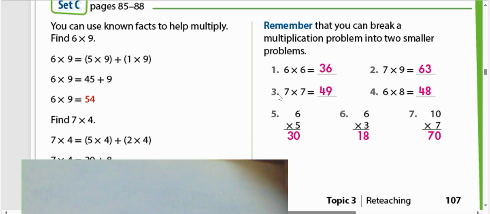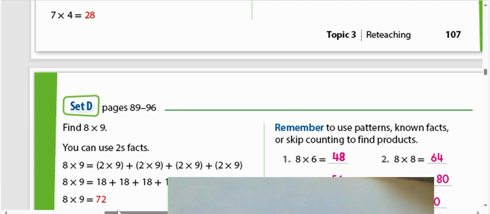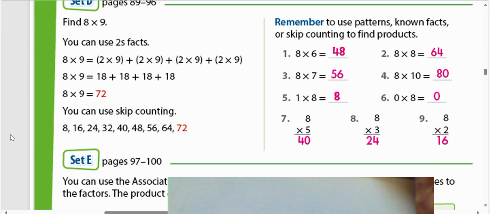Next question. 6 times 9 equals 5 times 9 plus 1 times 9, and 6 times 9 equals 54. We can add together. And he tells us to find the product of 7 times 4. We can add together 20 plus 8, 28. We can add together, 8 times 9 from the tables equals 72. We can use the multiples, skip counting: 8, 16, 24, 32, 40, 48, 56, 64, 72.